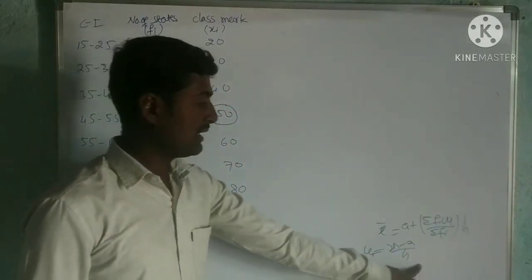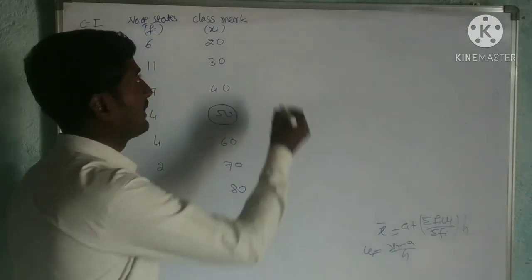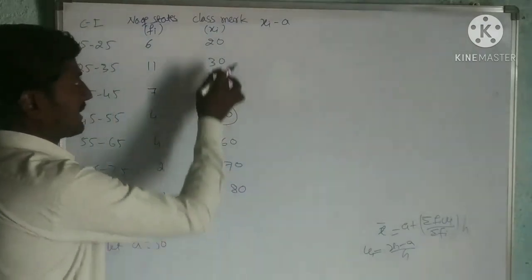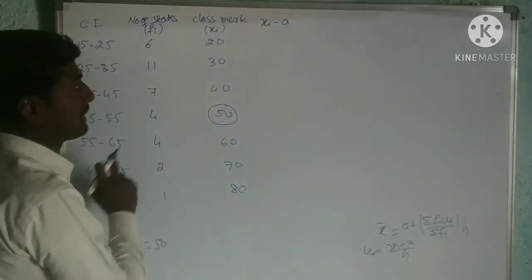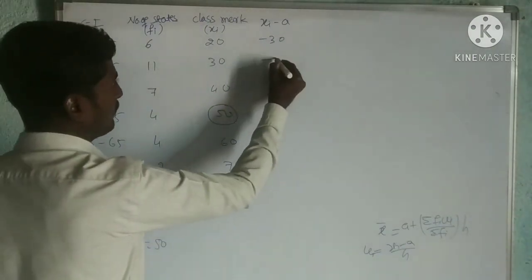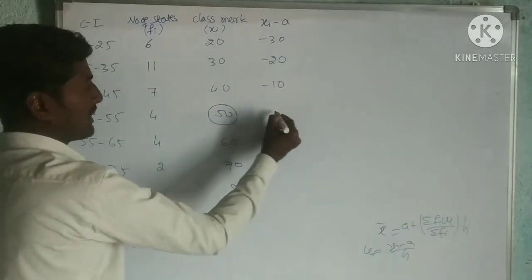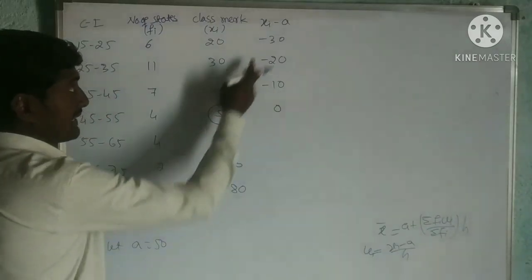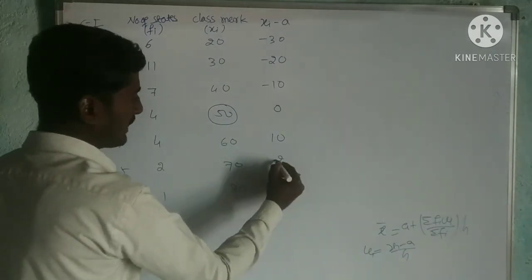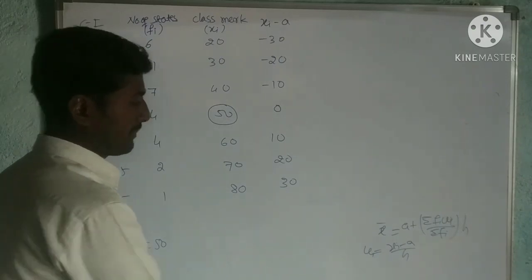So to get Ui, I need to find this term. Before this, Xi minus A only I will find. Xi is here and A is 50. 20 minus 50, that is minus 30. 30 minus 50, that is minus 20. 40 minus 50, minus 10. 50 minus 50, 0. 60 minus 50, 10. 70 minus 50, 20. 80 minus 50, that is 30.